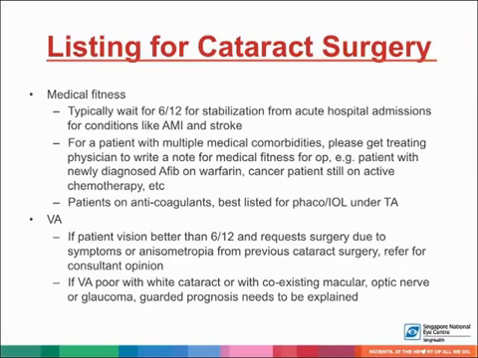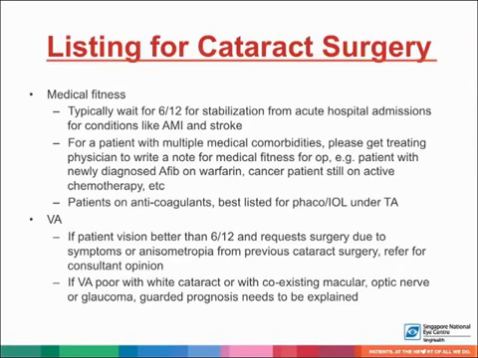For patients with multiple medical comorbidities, you might want to check in with the cardiologist or the treating physician as to the medical fitness for operation. But remember that most of our operations are done under topical or regional anesthesia. So typically, it's generally quite a safe procedure.